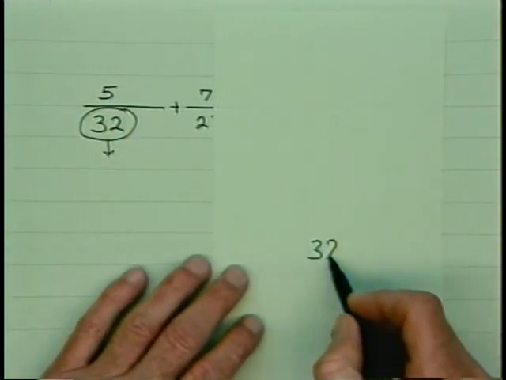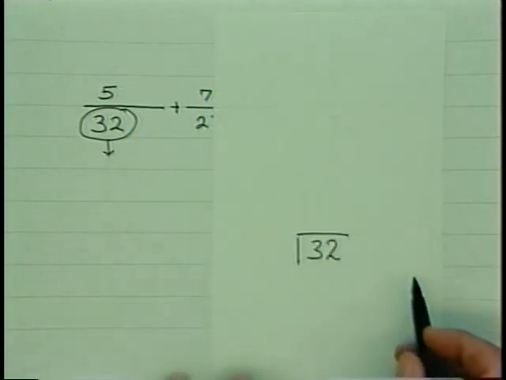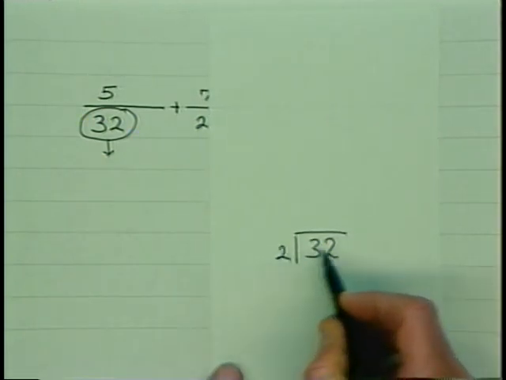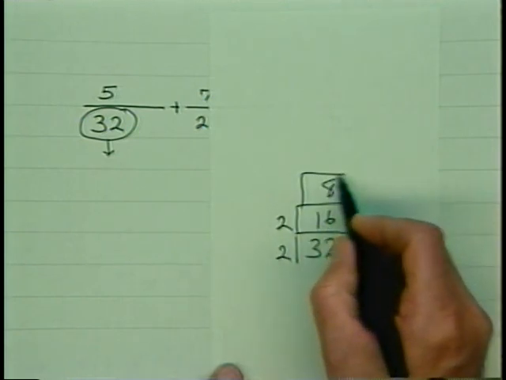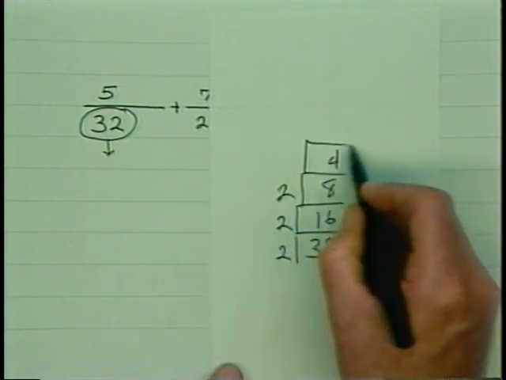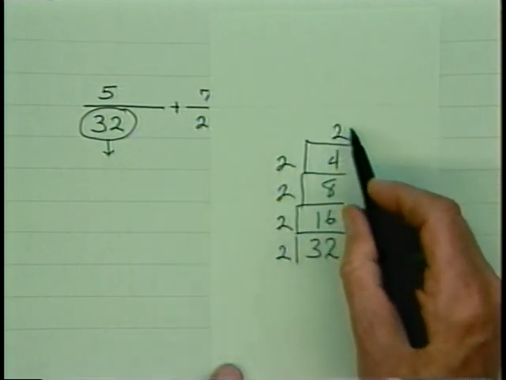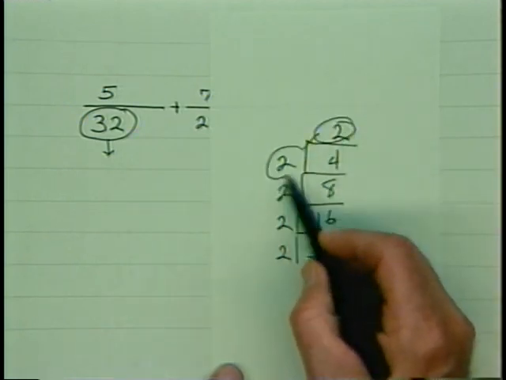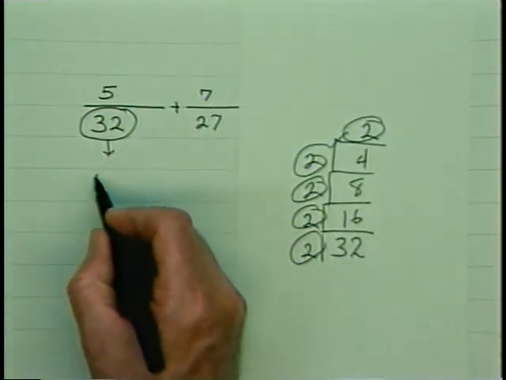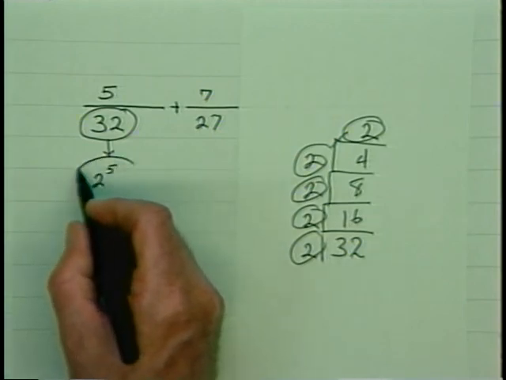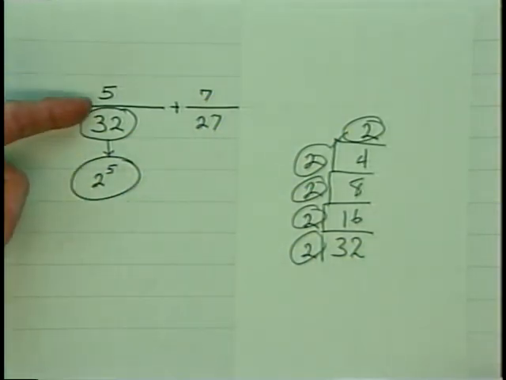We've done 32 so many times that perhaps some of you have it memorized already. 2 goes into 32 16 times. 2 goes into that 8. 2 goes into that 4. 2 goes into that 2. This is prime, so 2 times 2 times 2 times 2 times 2, or 2 to the 5th is simply another way of writing 32. So we have prime factored this denominator 2 to the 5th.